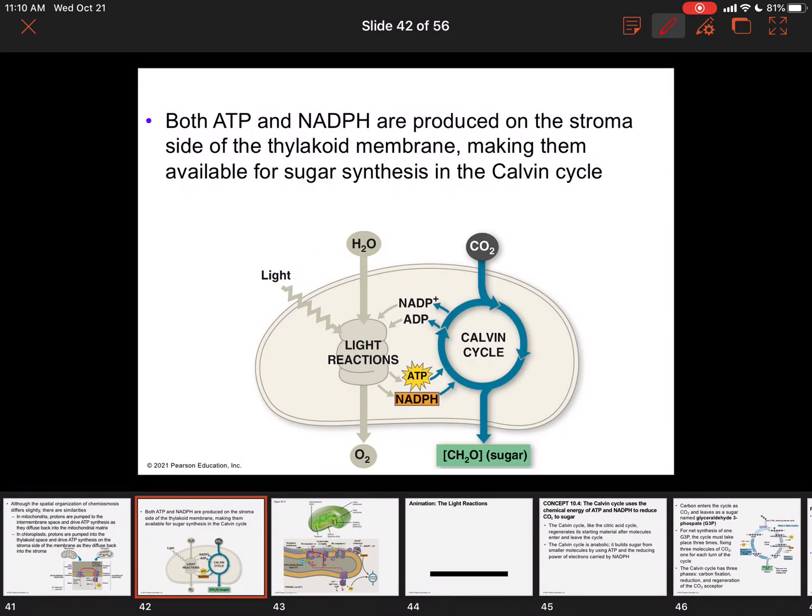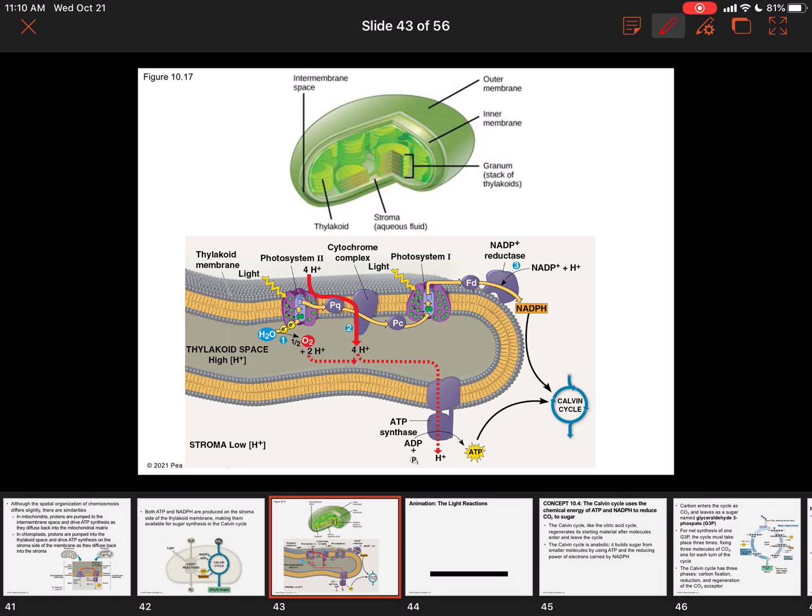It says both ATP and NADPH are produced out in the stroma side of the thylakoid membrane, so these two products will be used in sugar synthesis over in the Calvin cycle. So here they are, both of our products will be sent out here in the stroma for the Calvin cycle so that we can build sugar. Okay, this is just a little diagram here kind of relating it all together.